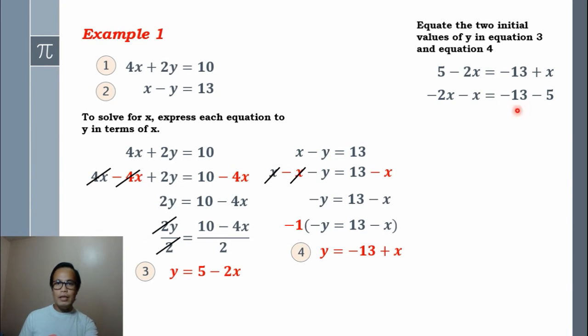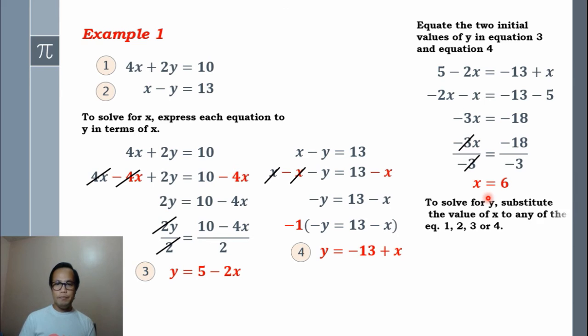This time we simplify. Negative 2x minus x is of course negative 3x equals negative 13 minus 5 is negative 18. This time, since we are going to solve for x, we divide both sides of the equation by negative 3 to eliminate the coefficient of x, which is negative 3. So we cancel out the negative 3. What remains at the left side is of course the x. Then negative 18 divided by negative 3 is positive 6. So therefore, our x is equal to positive 6.